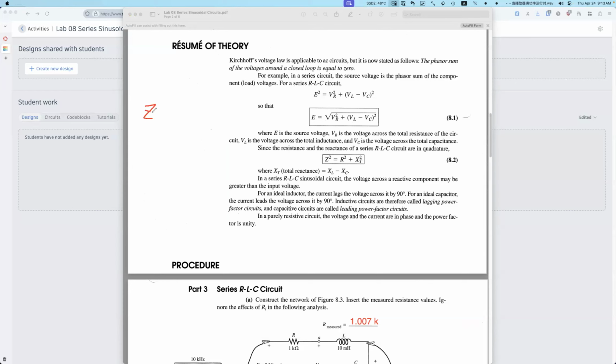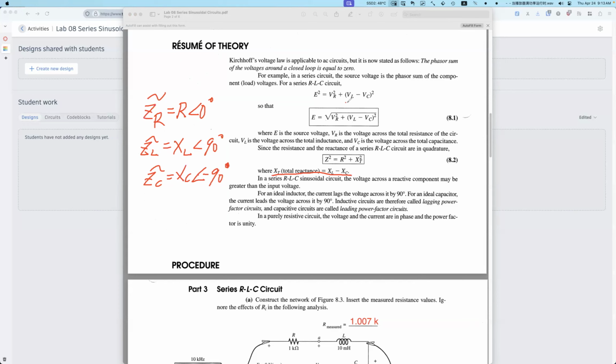So for the impedance, this is the vector, right? R is at 0 degrees, XL is at positive 90 degrees, XC is at negative 90 degrees. So we know XL and XC are always on the same line, just in opposite directions. So then we can get this: XT equals XL minus XC.